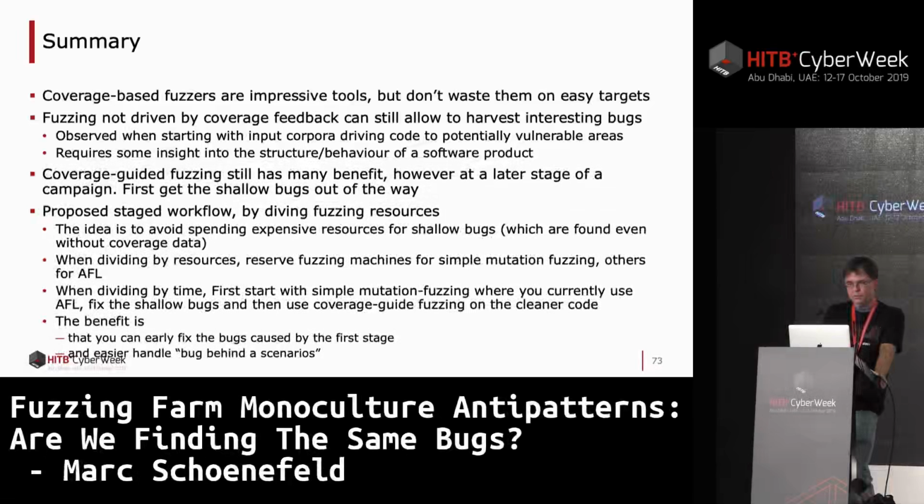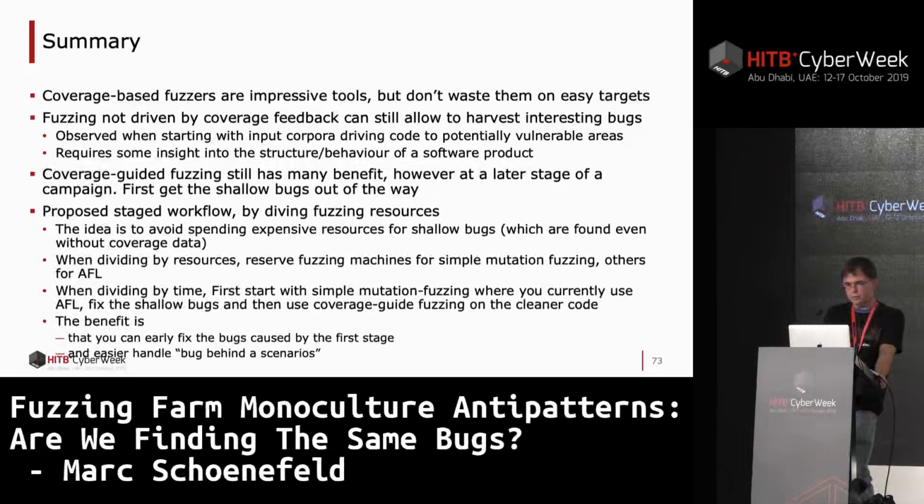Do not go away from coverage-based fuzzing, but first get rid of the shallow bugs you can find with easier fuzzers. Then your coverage data also has much more value because you don't have to waste your resources on the easy bugs, which you can eliminate earlier. So the proposed staged workflow is about dividing your fuzzing resources, not spending expensive resources on the shallow bugs, which can be found even without coverage data.